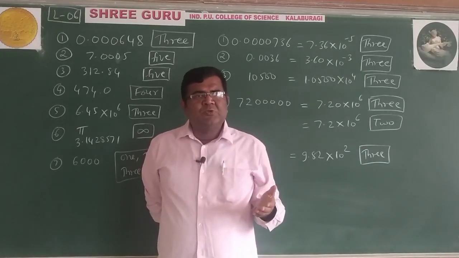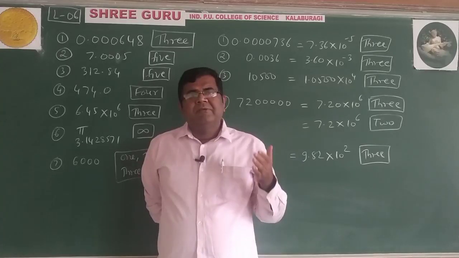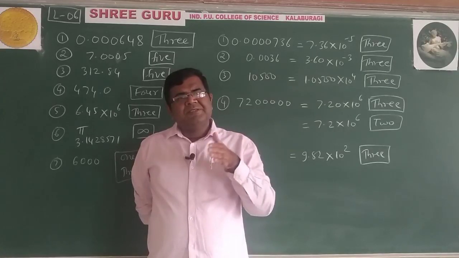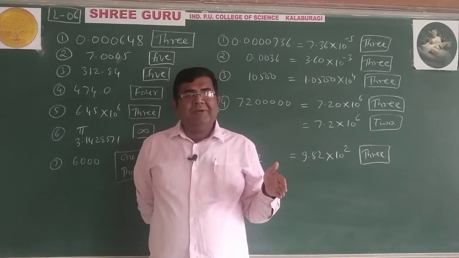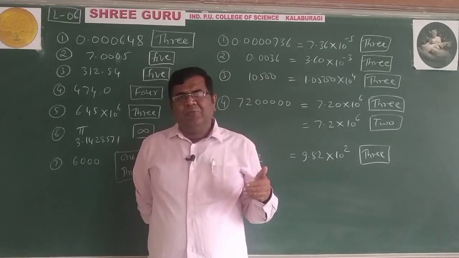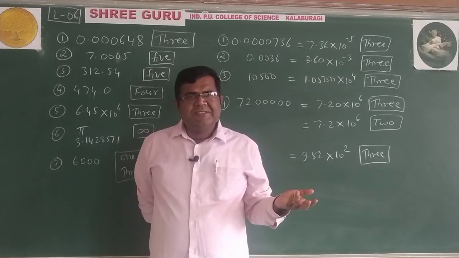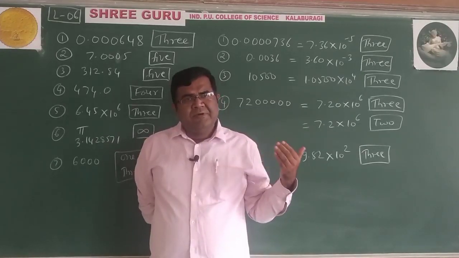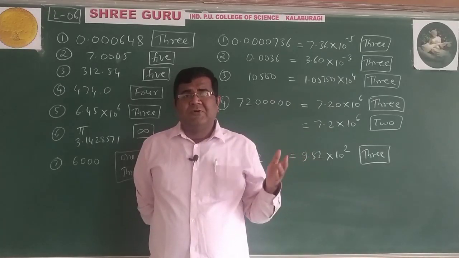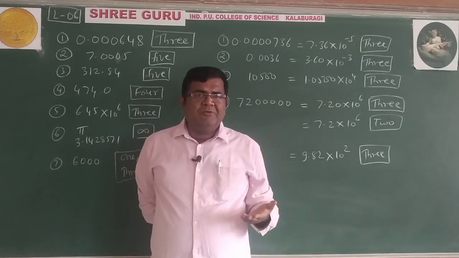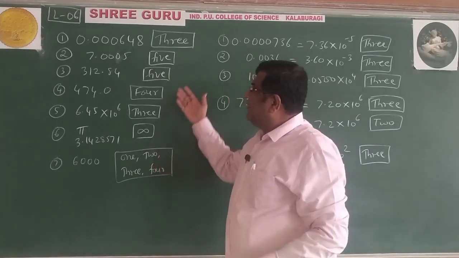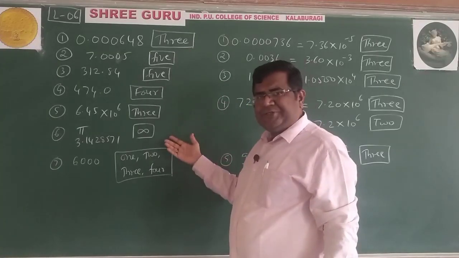And we have seen certain rules for rounding off. If the digit to be dropped is more than 5, the previous digit is increased by 1. If the digit to be dropped is less than 5, it is dropped as it is. If it is 5 and the previous digit is even, it is kept as it is. If it is odd, we have to add 1 to the previous digit. Then we have seen certain examples of how to identify the significant figures.